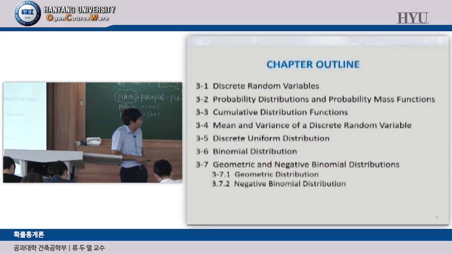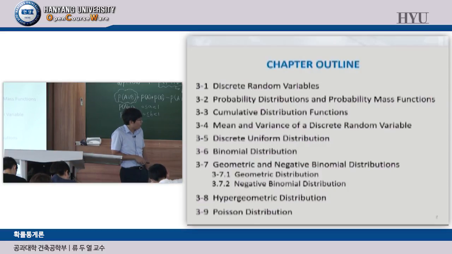And after that, we are going to learn about the geometric and negative binomial distributions. And we can learn about the hypergeometric distribution, which is called 초기하 분포 in Korean. And finally, we're going to learn about the Poisson distribution, which is called 푸아송 분포. So these are the topics which will be discussed in this chapter. Okay?